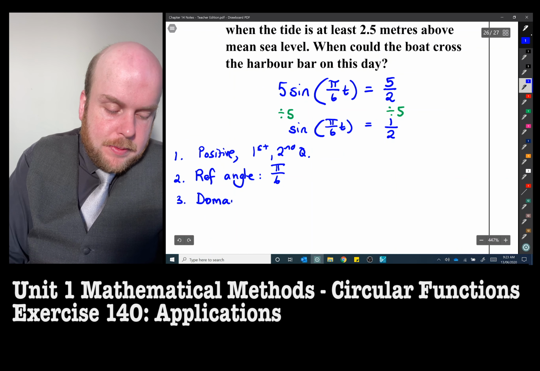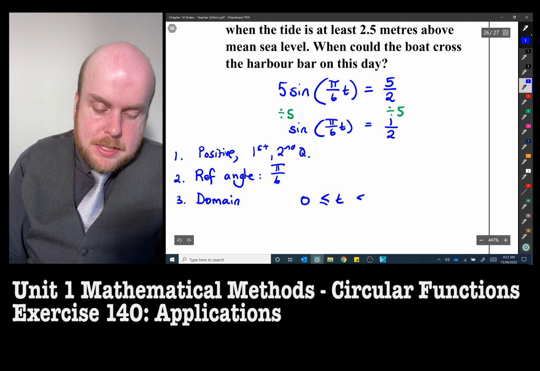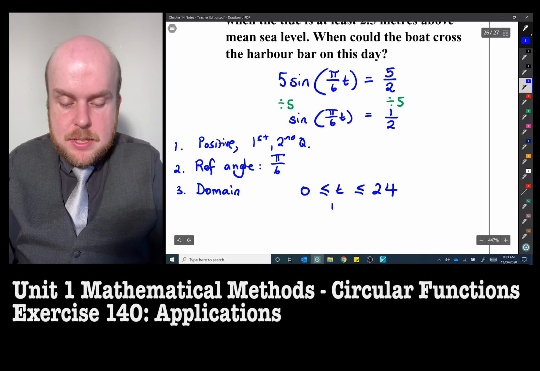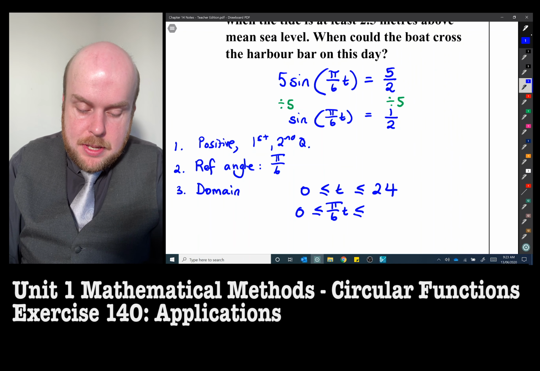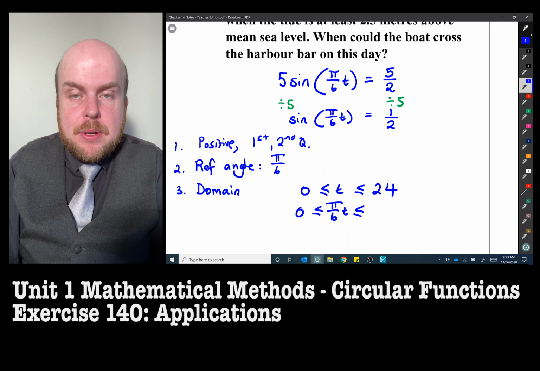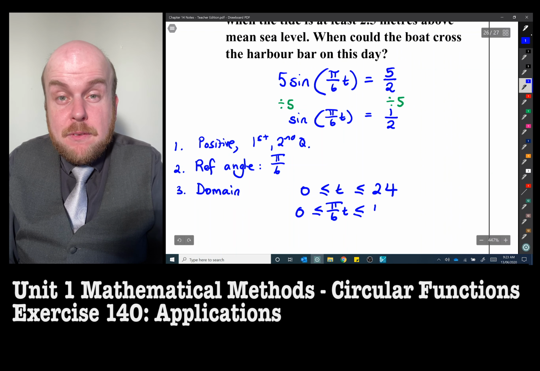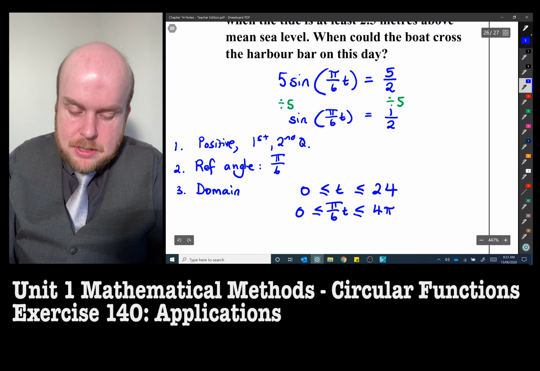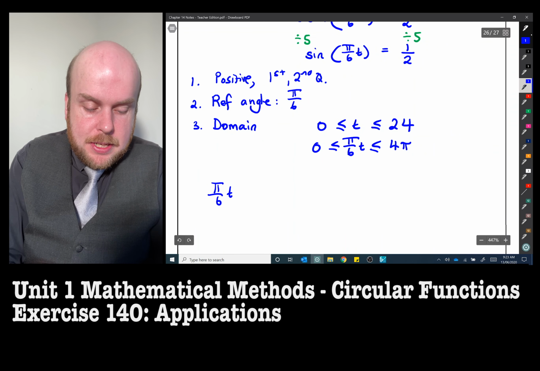Then the domain. We know that t is between 0 and 24. That's what the function has suggested. Therefore, pi on 6 t is somewhere between 0, because we did 0 times pi on 6, and 24 times pi on 6. So that's 24 pi divided by 6, which is 4 pi. Pi on 6 t is equal to.